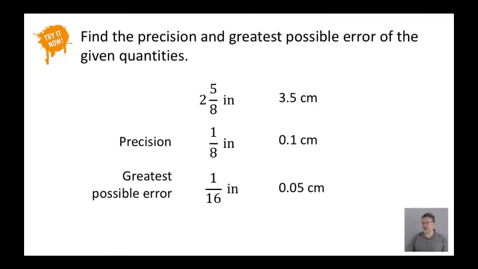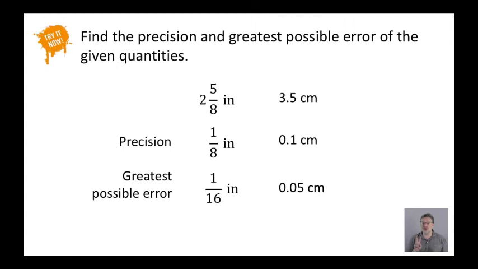Welcome back. Well, you're given two separate measurements in which you are tasked with providing what the precision is as well as the greatest possible error of both of those measurements. 2 5/8 inches clearly has a precision of 1/8 of an inch, of which the greatest possible error would be half of that, or 1/16 of an inch. For the second one, 3.5 centimeters has a precision of 0.1 centimeters, and that gives it a greatest possible error of 0.05 centimeters.